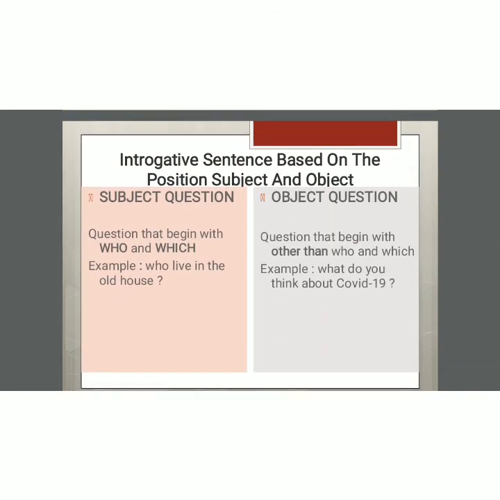Interrogative sentences based on the position, subject, and object. Subject question. Question that begins with who and which. Example, who lives in the old house? Object question. Question that begins with other than who and which. Example, what do you think about COVID-19?